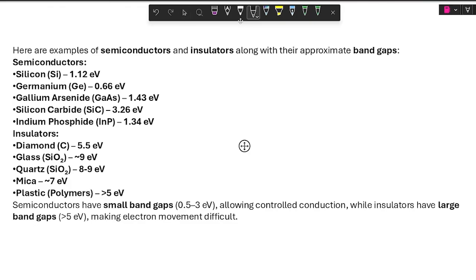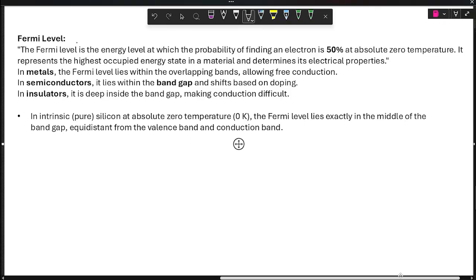So this is for reference. You can see the band gaps of different materials. If you see semiconductors, all of these are quite less. The band gap is quite less. But in the case of insulators, it's quite high. So that's what this is. Semiconductors have small band gaps allowing controlled conduction. Fermi level is a level where the probability of finding an electron is 50%.